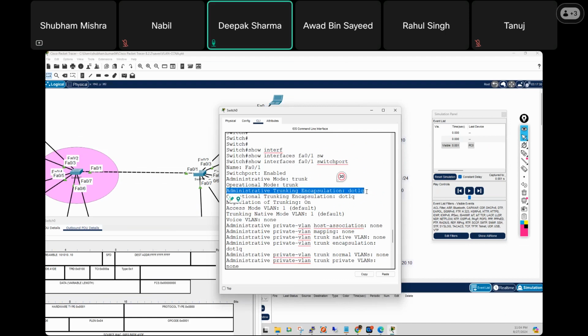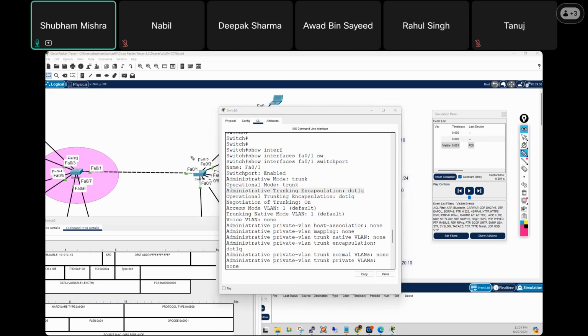We configure the encapsulation protocol dot 1Q manually. But on a switch, I normally write switchport mode trunk, and by default it takes dot 1Q. Now, why am I telling you this? There are two types of protocol which help in tagging. The first one is ISL, and the second one is dot 1Q.